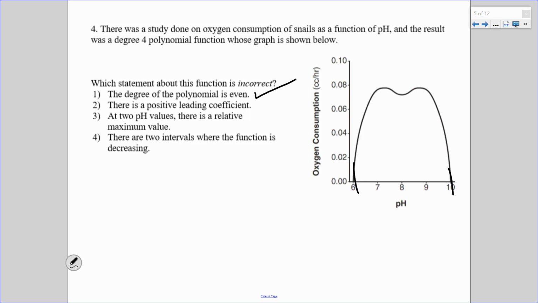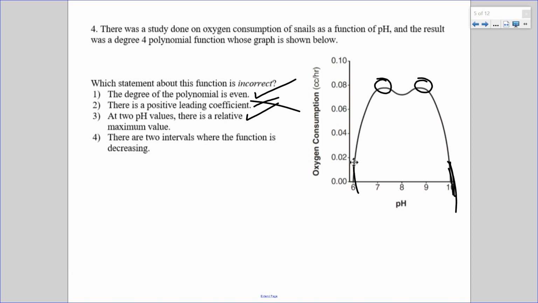There's a positive leading coefficient. If there's a positive leading coefficient, it's going to slope up at the end. This is sloping down at the end, so it must have a negative leading coefficient. That can't be true. At 2 x values, there's a relative maximum value. That's a relative max. That's a relative max. So that's true. There are 2 intervals where the function is decreasing.